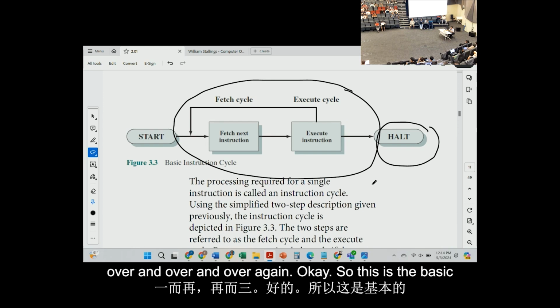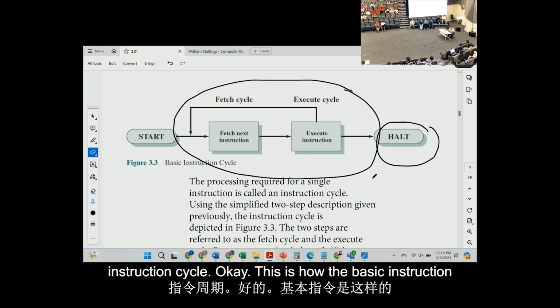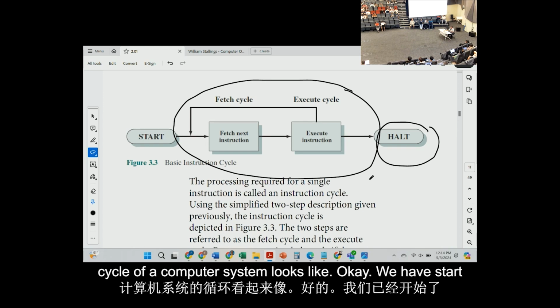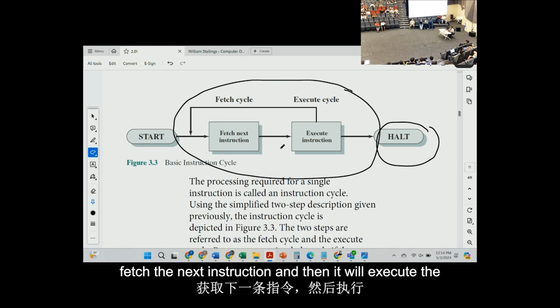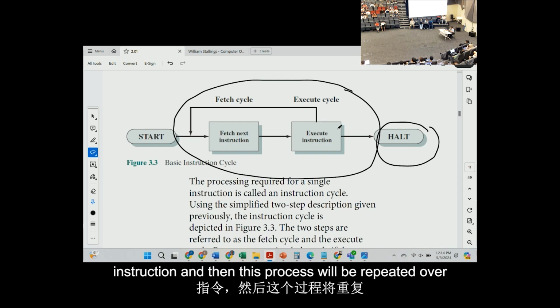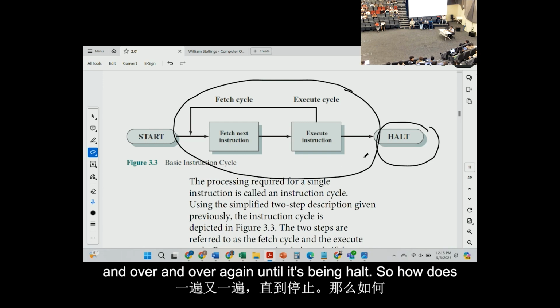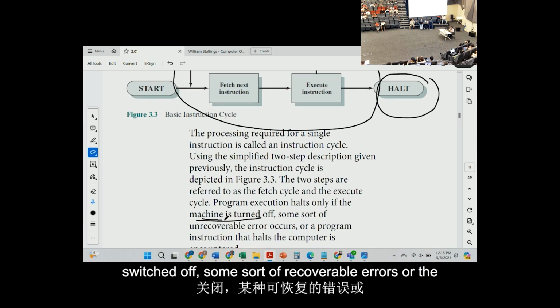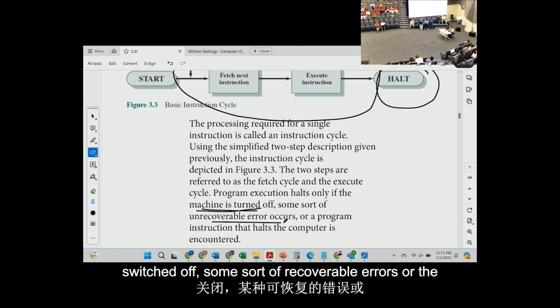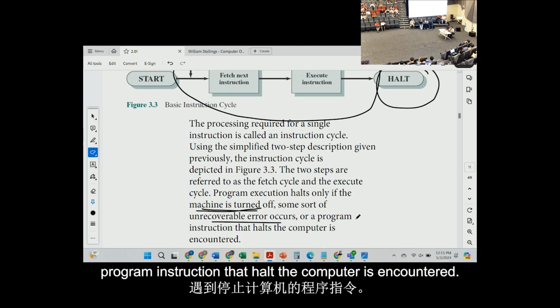So this is the basic instruction cycle of a computer system. We have start, and then the computer system will fetch the next instruction, and then it will execute the instruction, and this process will be repeated over and over again until it halts. So how does the halt happen? The halt happens when the machine is switched off, some sort of unrecoverable error occurs, or the program instruction that halts the computer is encountered.